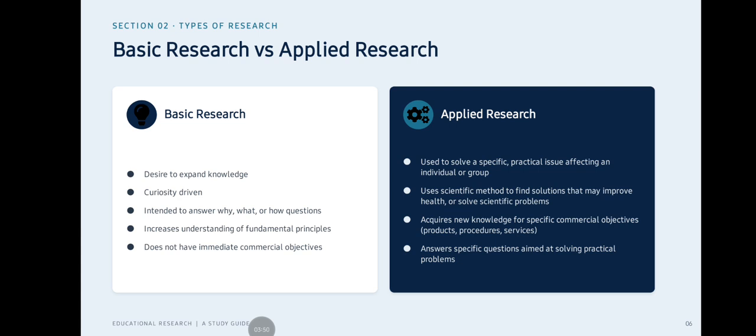Then applied research, used to solve a specific practical issue affecting an individual or group, uses scientific method to find solutions that may improve health or solve scientific problems. Acquires new knowledge for specific commercial objectives, that is products, procedures and services. Answers specific questions aimed at solving practical problems.